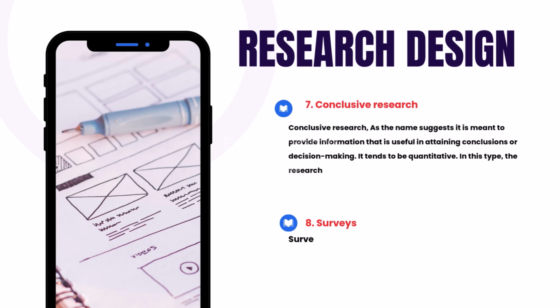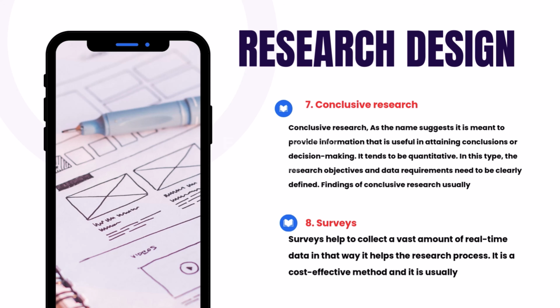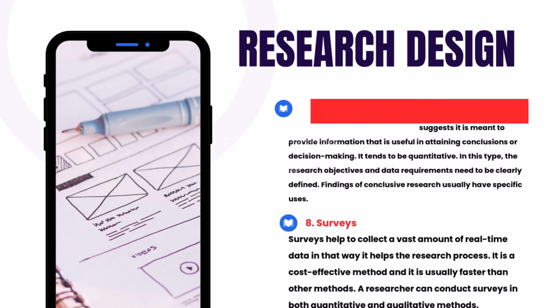8. Surveys. Surveys help to collect a vast amount of real-time data. In that way it helps the research process. It is a cost-effective method and it is usually faster than other methods. A researcher can conduct surveys in both quantitative and qualitative methods. However, they usually prefer quantitative surveys as they provide numerical outputs and accurate data.